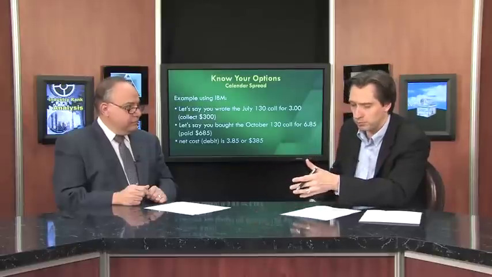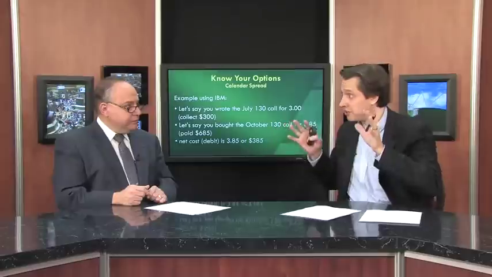So the one question is, why would I want to do this? First off, your maximum potential loss is limited to what you paid for the spread, which in this case is $385. The maximum profit, if you remove both positions at the same time once the options expire, is the difference between the two options at the expiration of the nearby month. So let's continue with this example.